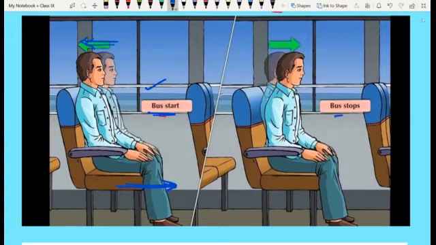Like, see, when the bus suddenly stops, suppose a person is sitting in this posture, the person will feel a force in the forward direction, or a jerk in the forward direction. Why? Because when the bus was in motion, the person sitting in the bus was also in motion. When the bus suddenly stops, the bus is at rest now, but the person is still in motion. That's why he feels a force in the forward direction.